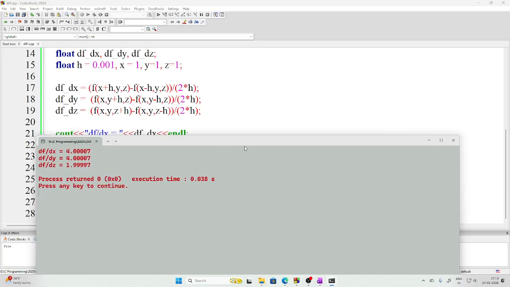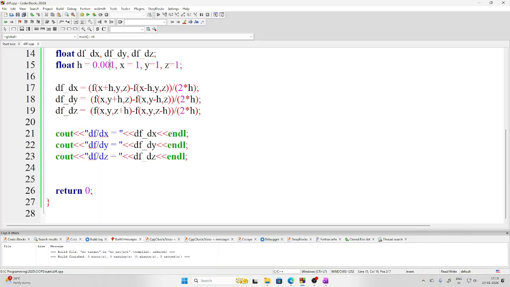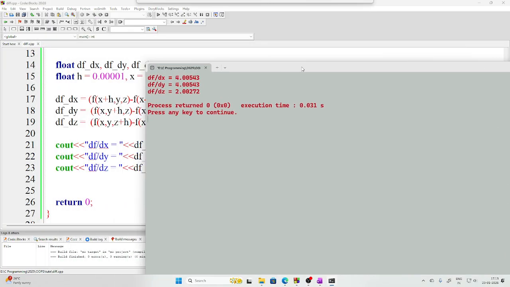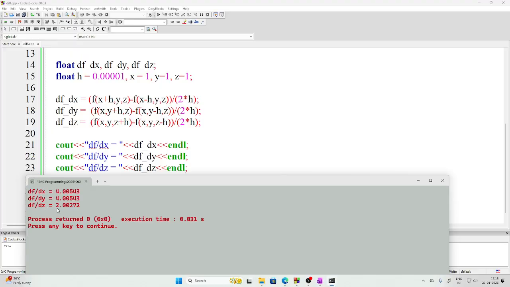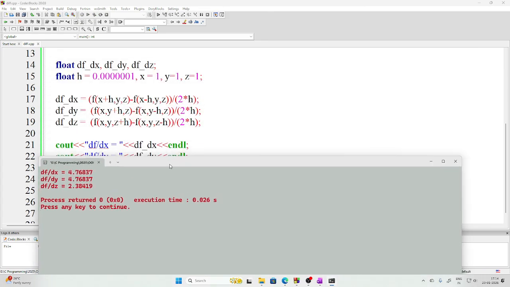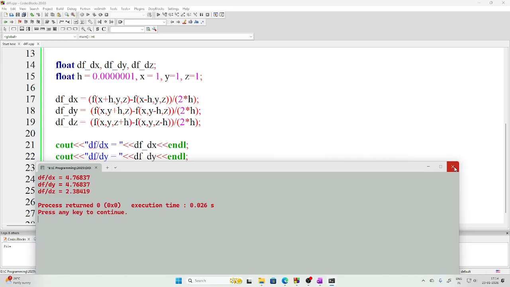So now if you want to increase the precision, what do you do? You increase the decimals here. So if you run it now, you can see it is now 2. So if you increase the decimal further, let's see what happens, whether it increases. The answer has slightly blown up.